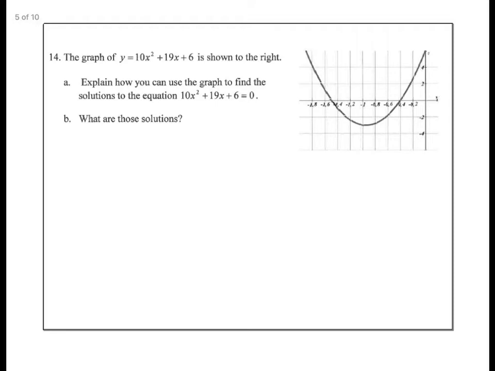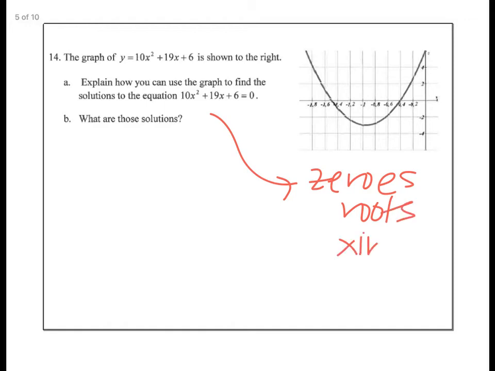Okay, 14 says the graph of y equals 10x squared plus 19x plus 6 is shown to the right. Explain how you can use the graph to find the solutions. So remember, solutions is the same thing as zeros or roots or x-intercepts. So I'm trying to look for those x-intercepts, which would be about right there and right there. It's hard for me to put the dot exactly, but I'm looking for where it crosses the x-axis.